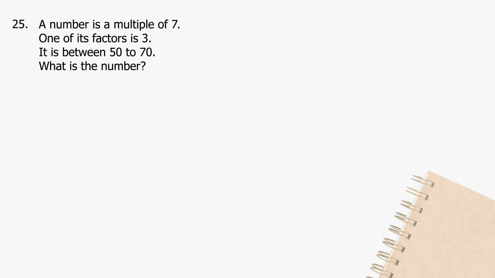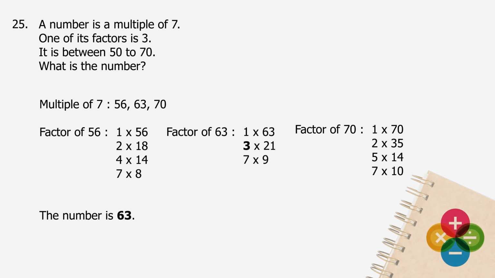Question 25. A number is a multiple of 7. One of its factors is 3. It is between 50 to 70. What is the number? The multiples of 7 will be 56, 63, and 70.